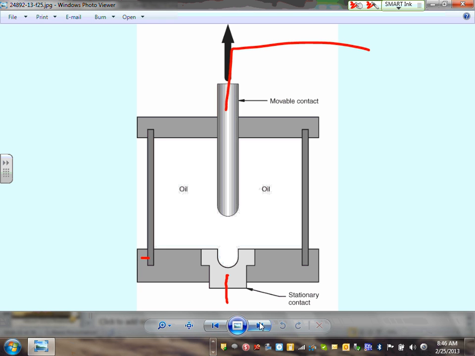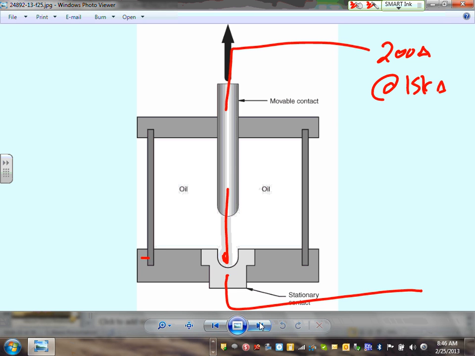Here's my power coming out. Here's my 200 amp at 15 kilo amp. Can you guys see that? And this goes down, connects here. And when it opens in the oil, so what does the oil do for a living? It extinguishes the arc. That's it. It's a means to extinguish the arc. Any comments, guys? Any questions?